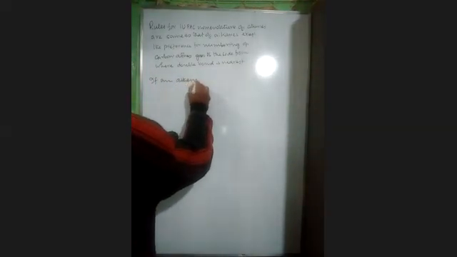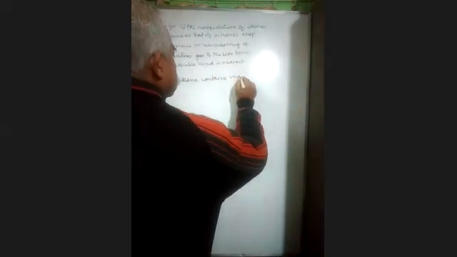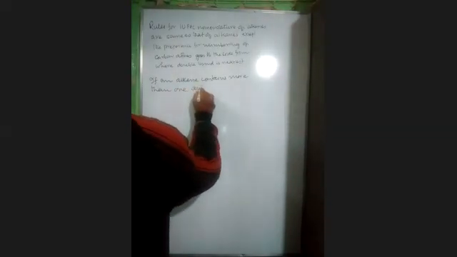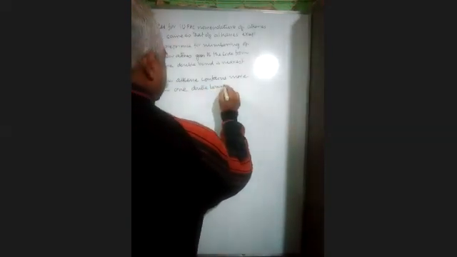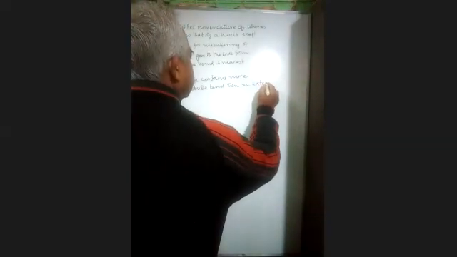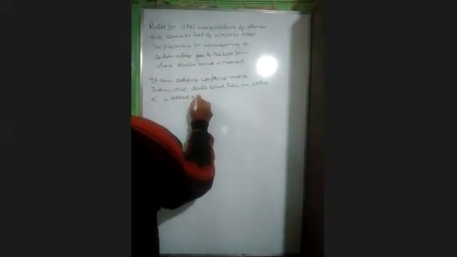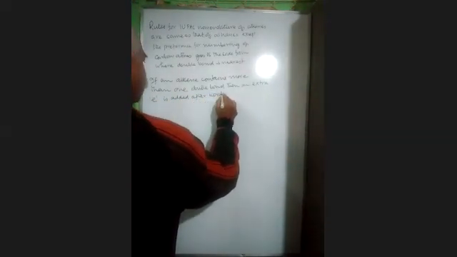See, if an alkene contains more than one double bond, then an extra A is added after the word root. Okay.